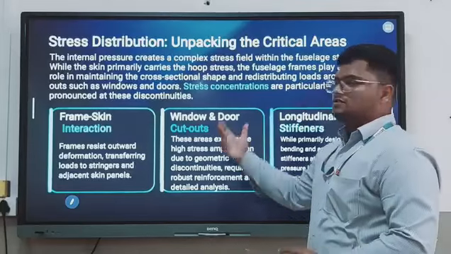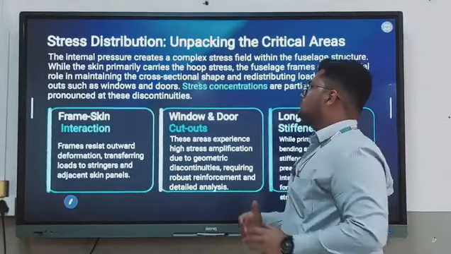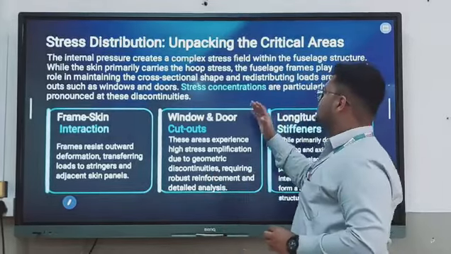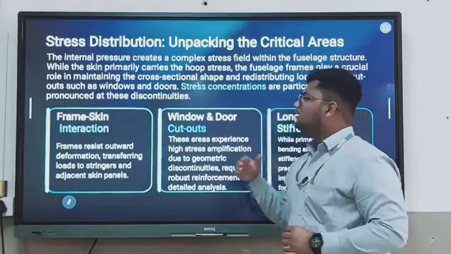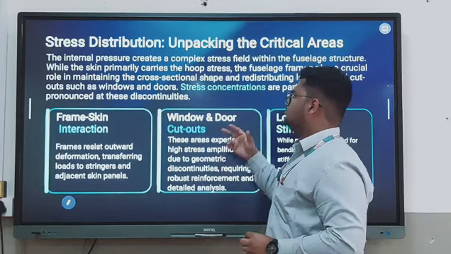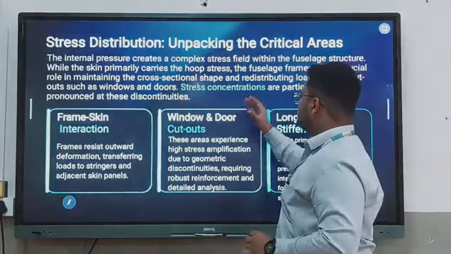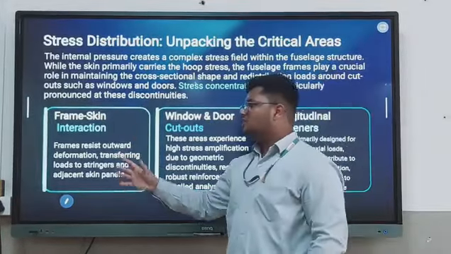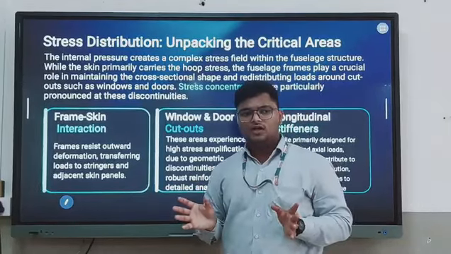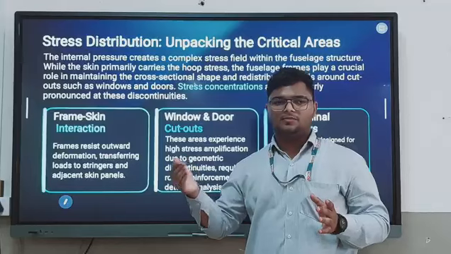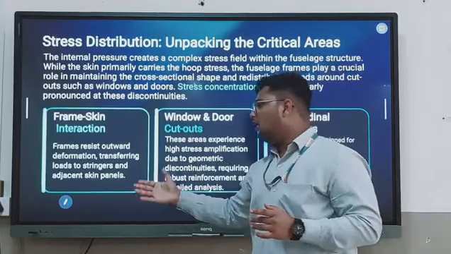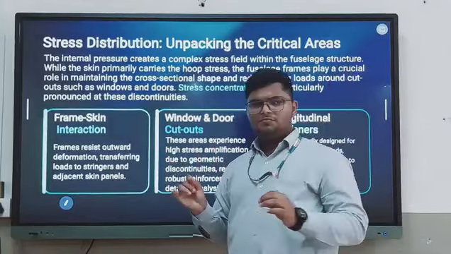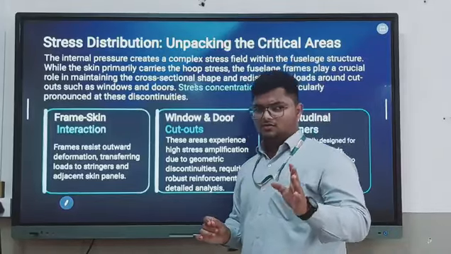Now the next is our stress distribution. With the internal pressure that is created inside the cabin, a hoop stress develops, and stress concentration is also particular in a cabin. We have the frame skin interaction. The skin of the fuselage is the first thing that the pressure or the stress is applied on, and we have to make sure that the skin is very strong and should bear the weight and the stresses.